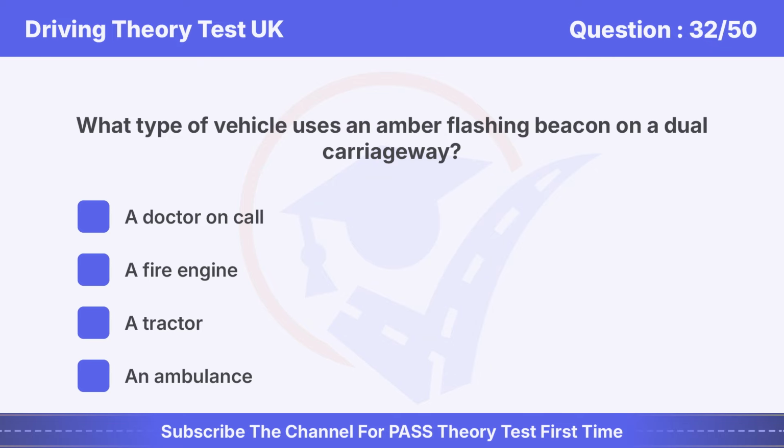Question 32. What type of vehicle uses an amber flashing beacon on a dual carriageway? Option A. A doctor on call. B. A fire engine. C. A tractor. D. An ambulance.